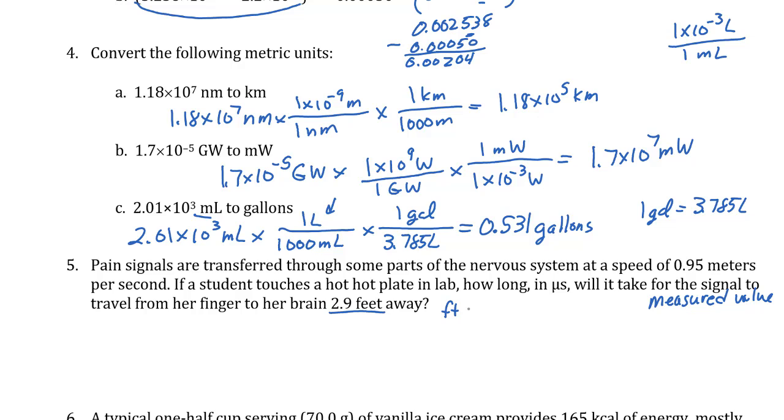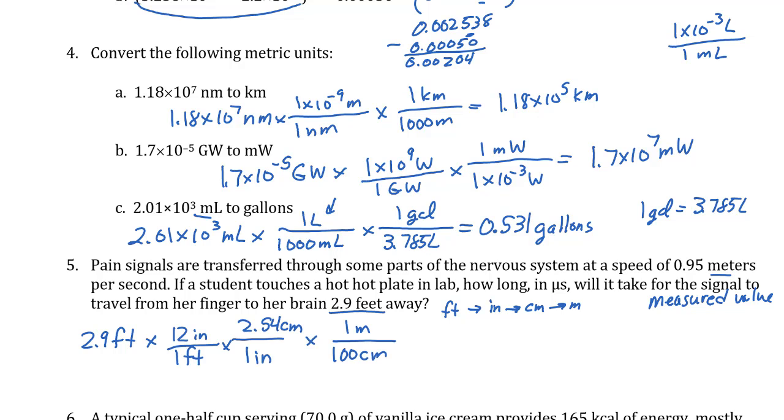I can start from feet, and then maybe I can calculate inches. I need to get to meters eventually, so maybe from inches I can calculate centimeters from the 1 English to metric conversion you're supposed to know. From centimeters, then I can calculate meters. And then maybe I can use this ratio of meters per second to calculate how long it'll take for the nerve signal to transfer. So let's start with the 2.9 feet. Convert that to inches, and then to centimeters, and then to meters.